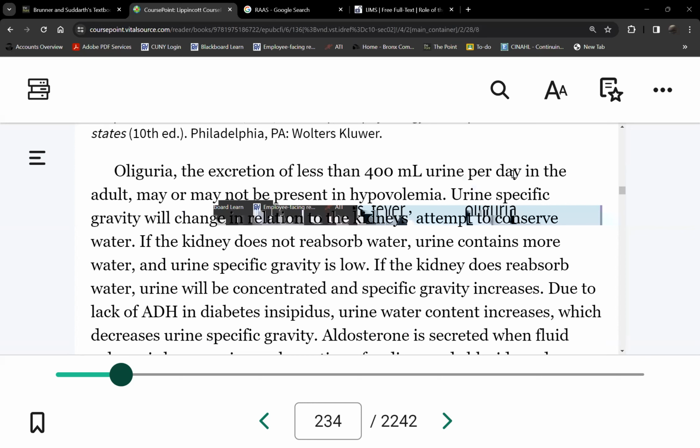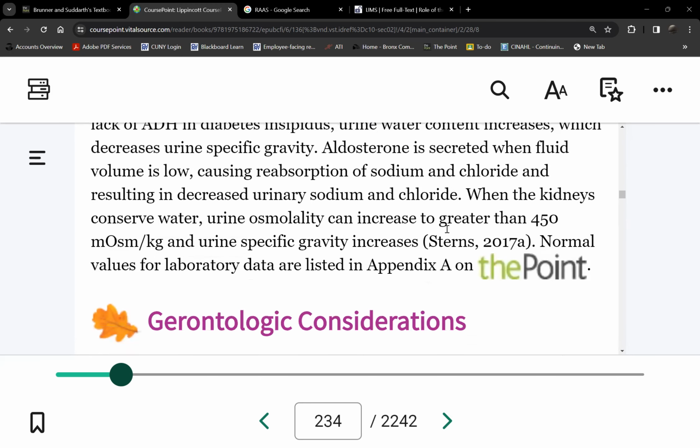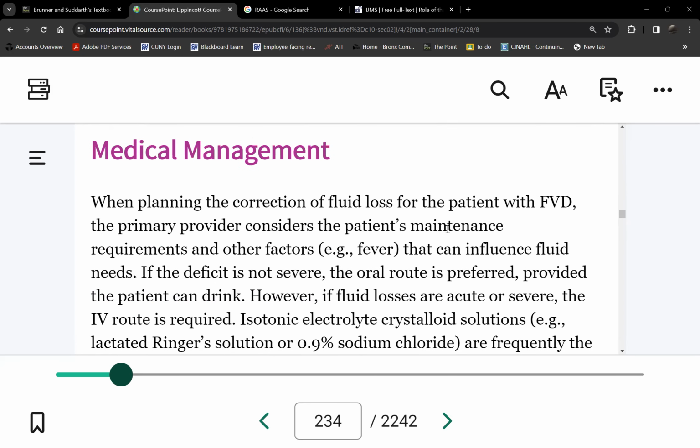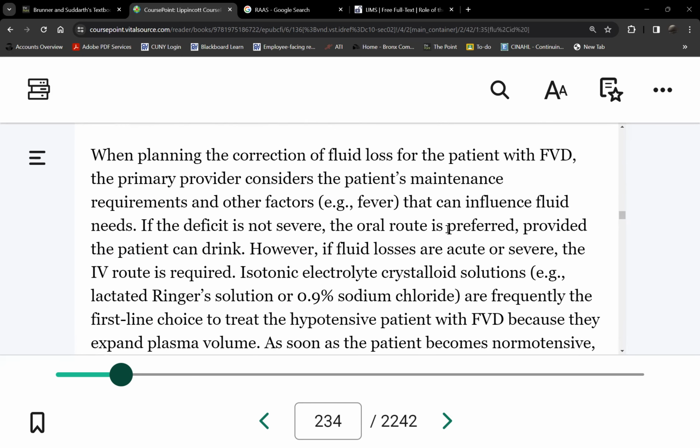So here's what we discussed in the first hour. Oliguria is again what? Less than 400. And what is anuria? Less than 100 per day. So how do we manage someone who's deficient in fluid? How do you fix it? Give them fluids, either by mouth or through IV. Okay.